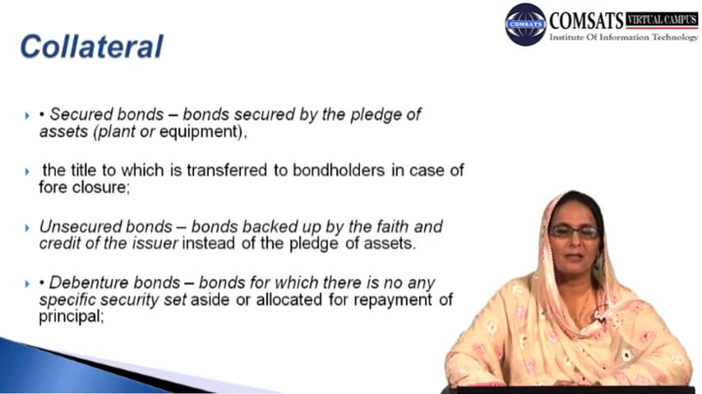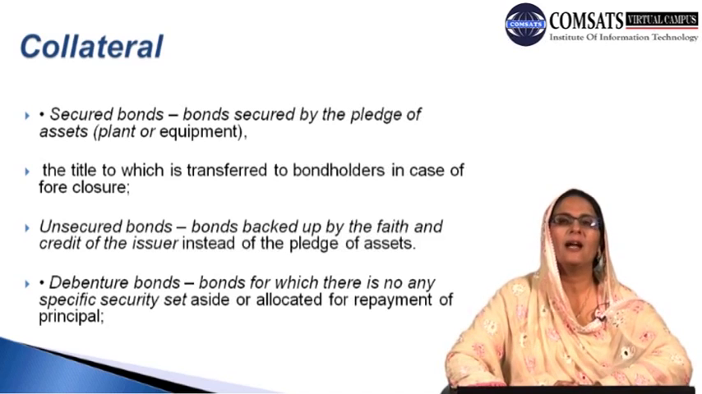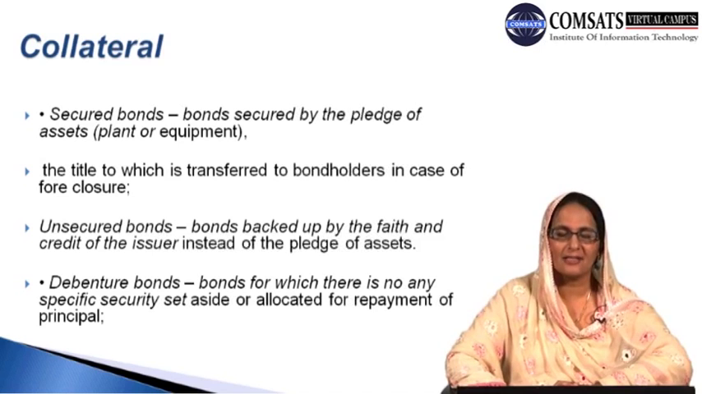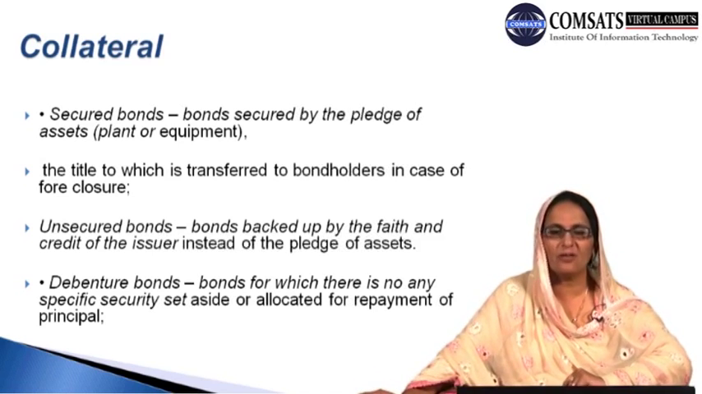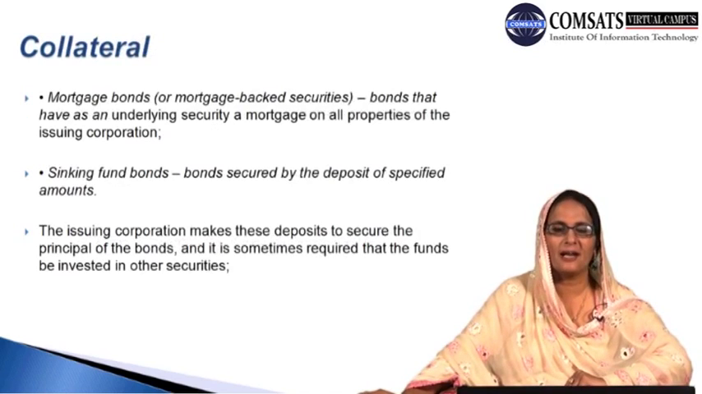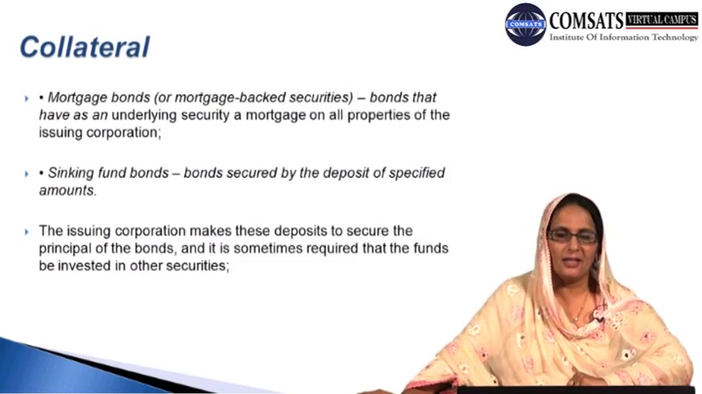So these are basically known as collateral bonds, because for these bonds the collateral is either required and is paid, or on the other hand it is required but not paid, and is based on the beliefs and faith and mutual understanding of the buyer and the seller. Then we have another important type, which is known as mortgage bonds or mortgage-backed securities. These are bonds that have an underlying security, which is a mortgage on all properties of the issuing corporation.